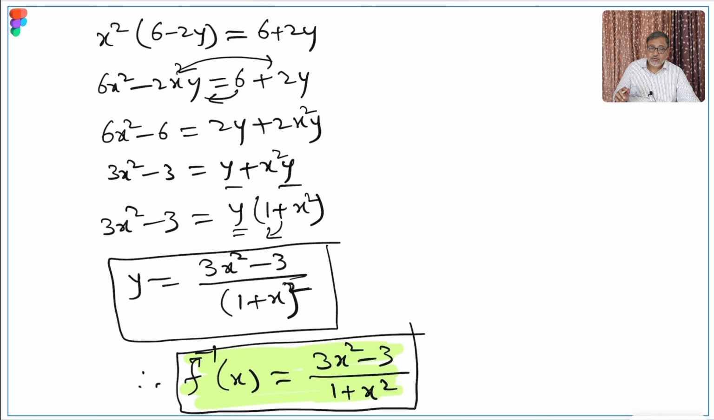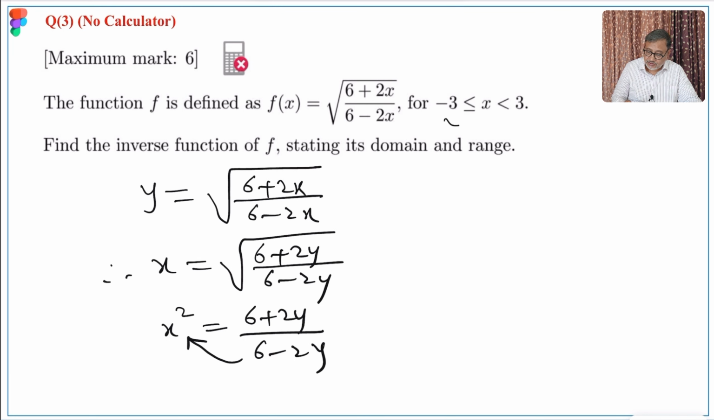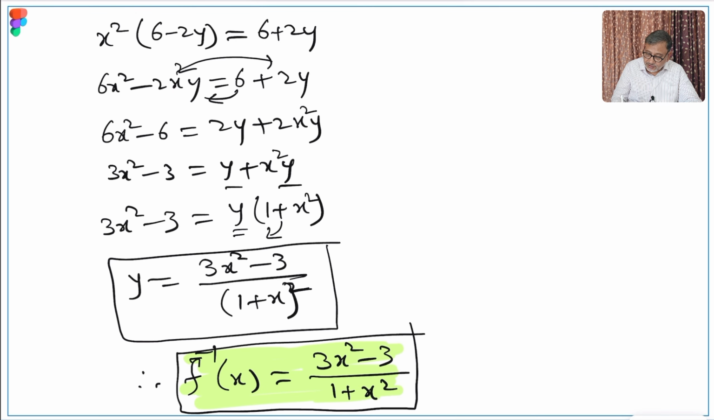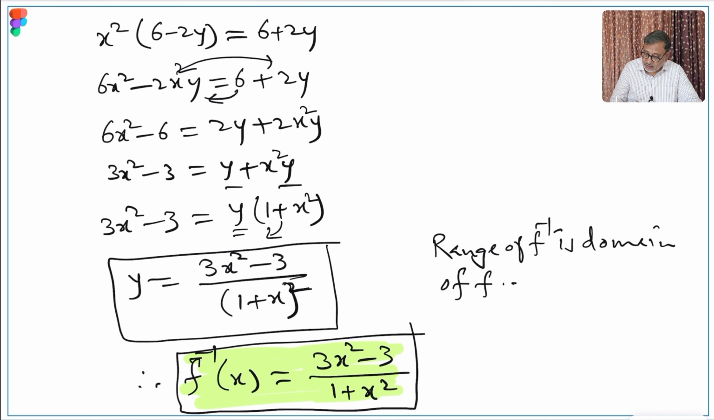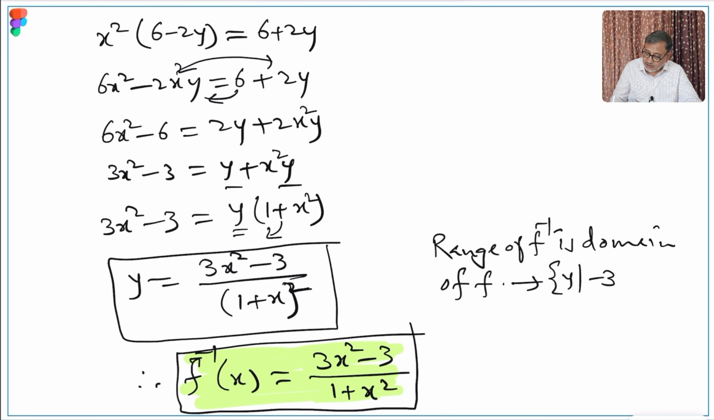Okay. Now for domain and range, look here. Domain of f is what? Domain of f is given this one, so that will become the range. So range we will write first. Range of f inverse is domain of f. So which will be set of all y such that minus 3 is less than or equal to y is less than 3, right? This will be the range.